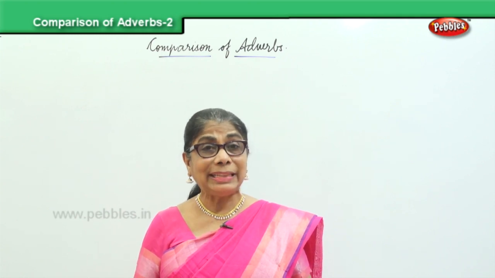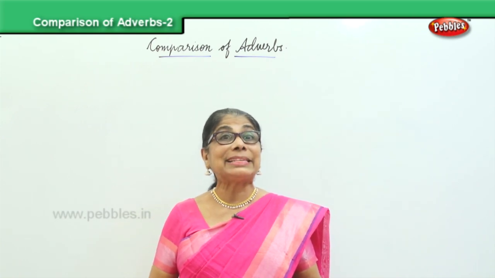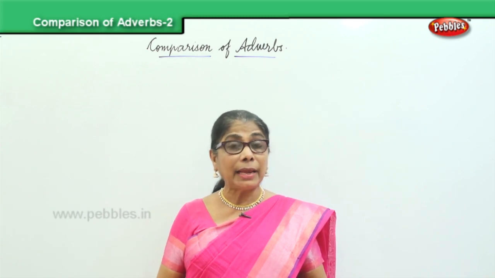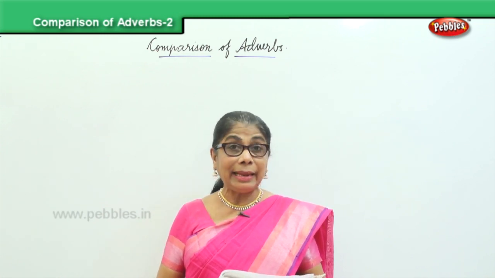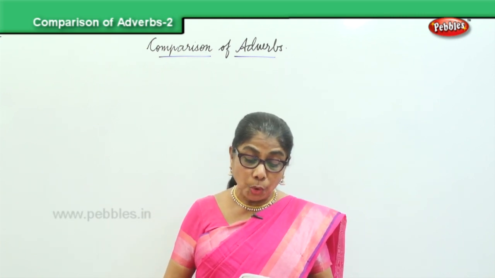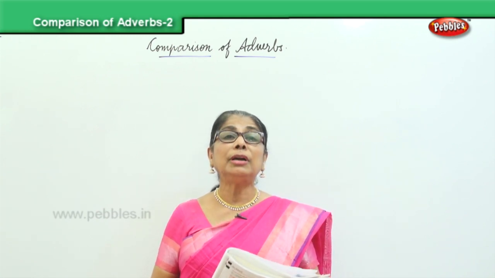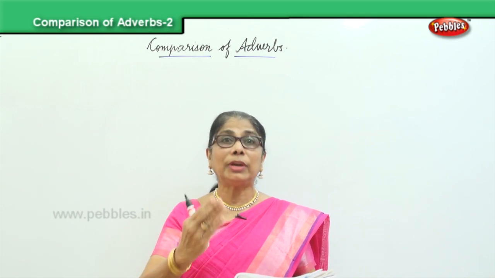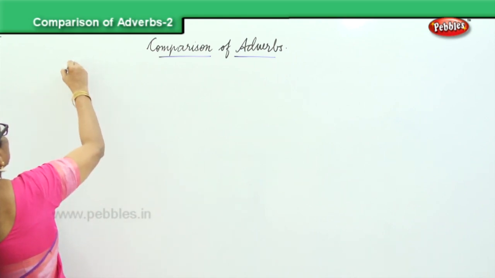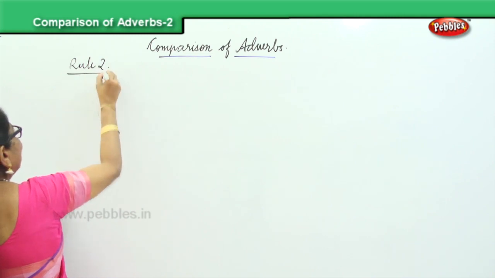We are now doing the second rule for the comparison of adverbs. The second rule says adverbs ending in ly form the comparative by adding more and the superlative by adding most to the positive degree before it. Now, rule number 2. We are going to do rule 2. What does rule number 2 say?